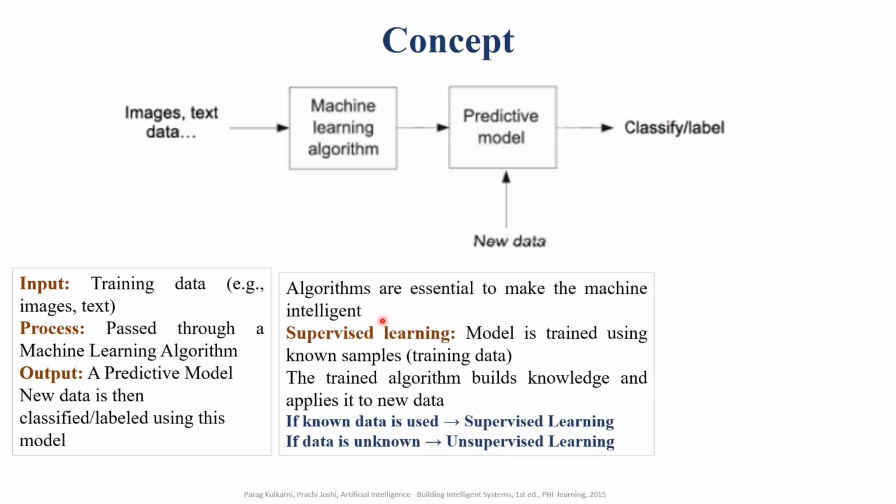Now, algorithms are important in order to make the machine intelligent. In case the model is trained using known samples, that is the training data, we say it's supervised learning. The trained algorithm builds knowledge and applies it to the new data. So if the known data is used, we say it's supervised learning. If the data is unknown, we say it is unsupervised learning.